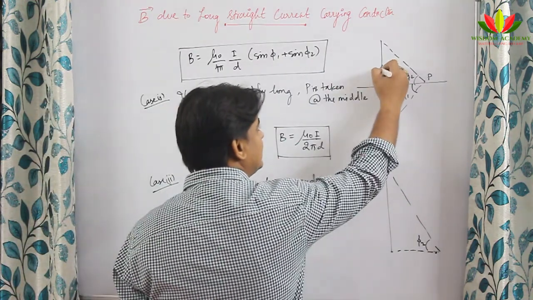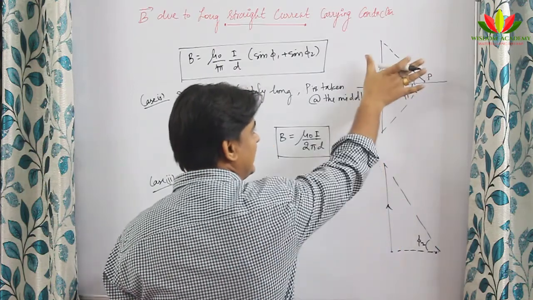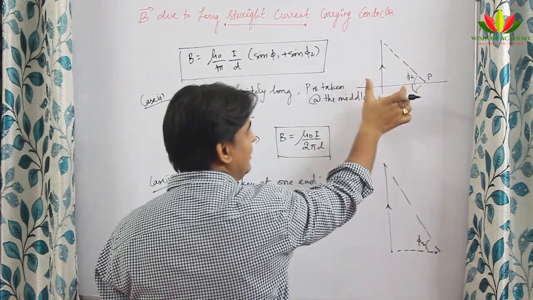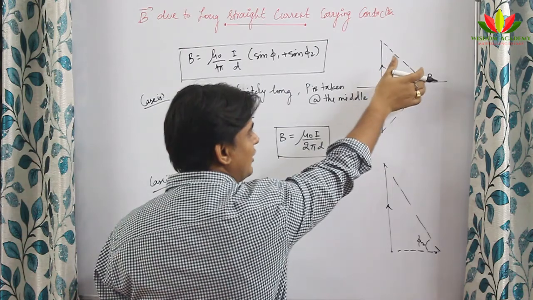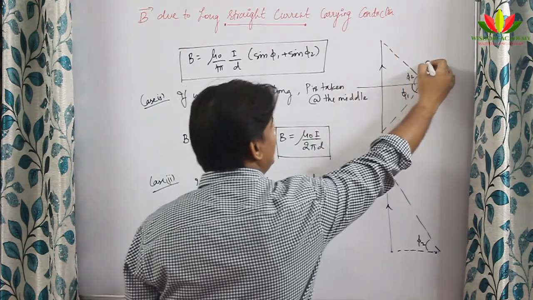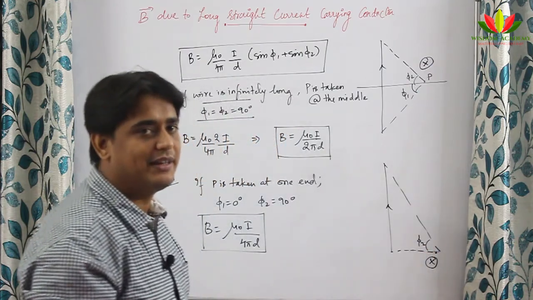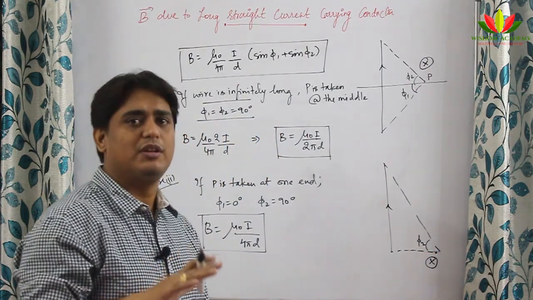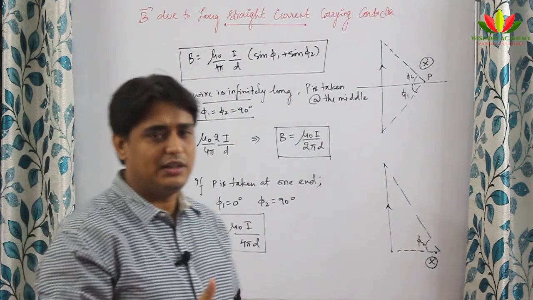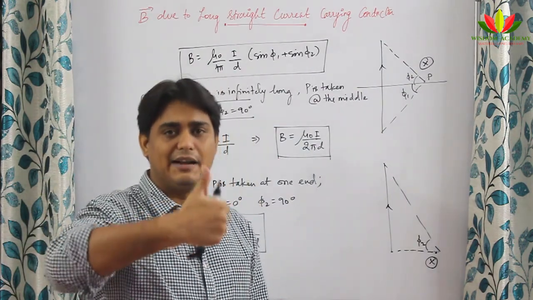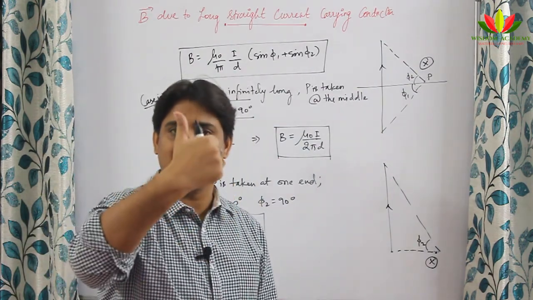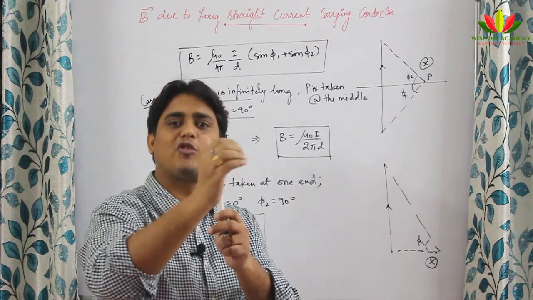Direction, since the current is in this direction, if I use my right hand thumb rule, then if I hold the wire in my right hand, the 4 fingers will be the direction of magnetic field. It will be inwards in both the cases. So for finding the direction of magnetic field, we always take the help of our right hand rule. What is the rule? If you hold the wire in right hand and if the thumb is giving the direction of current, then the 4 fingers will give the direction of magnetic field.